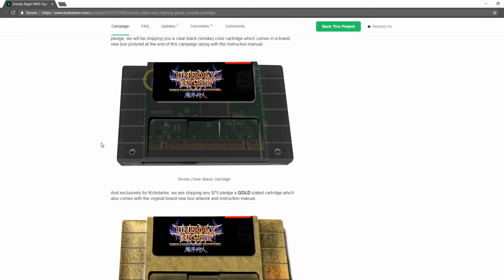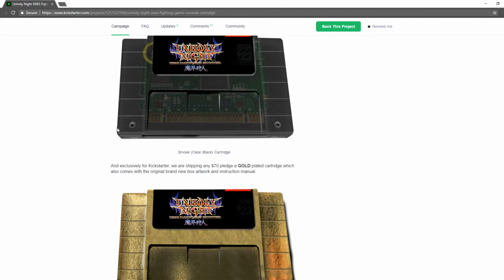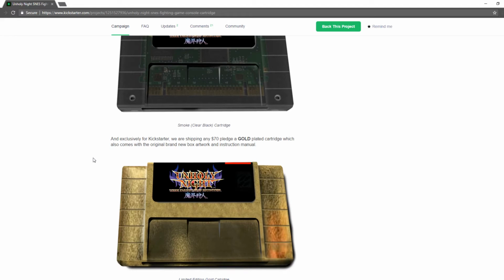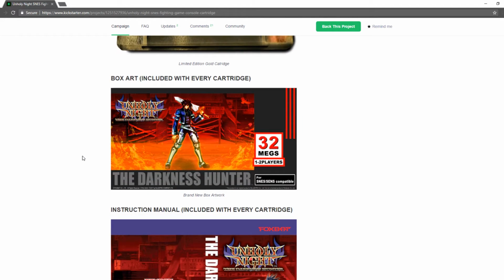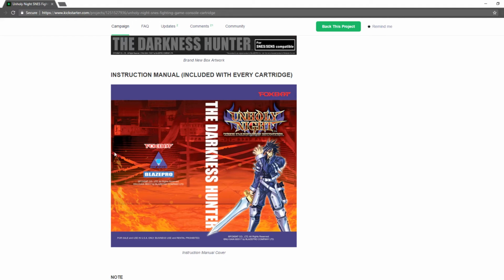Cartridge photos. So there is a smoke clear black cartridge as well as a gold cartridge. I kind of like the looks of the smoke cartridge, but the gold one looks like it will be the exclusive one. There is box art included with every cartridge, which is great for the collector out there because then they get a box for the game. And there is an instruction manual, which is good for the gamers out there so that they know what combos do what. To be perfectly honest, this game probably won't have a lot of material out there to help you out with the combos and timing of combos and whatnot, so it might just be good to know how to do those combos in the first place, and I hope that'll be in the instruction manual.